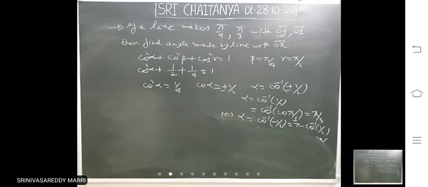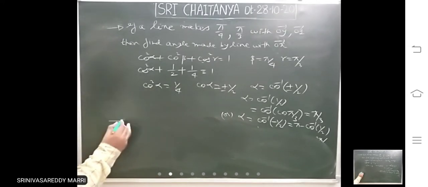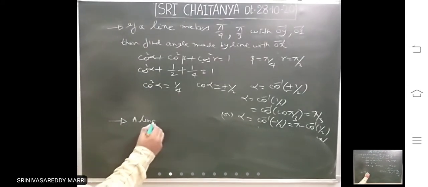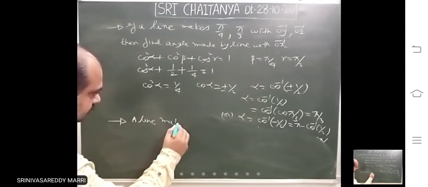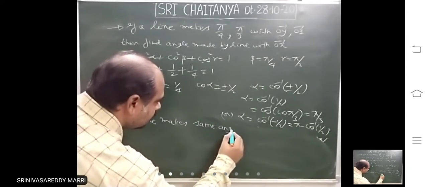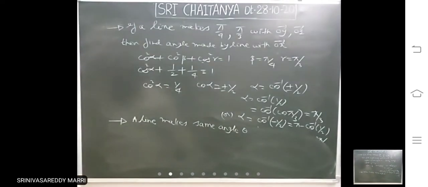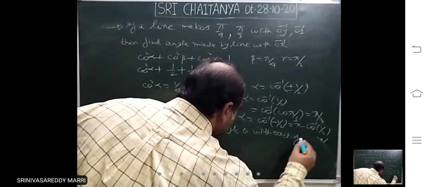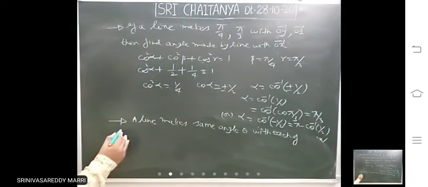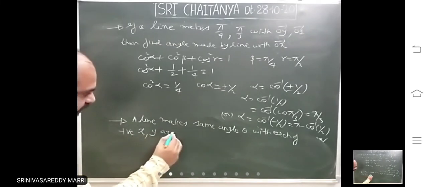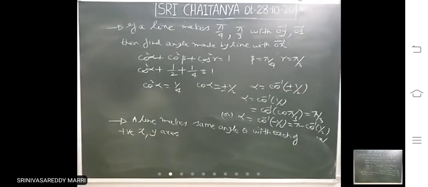Look at next problem. A line makes the same angle theta with each of the positive x, y axis.